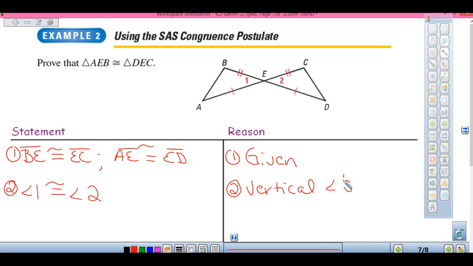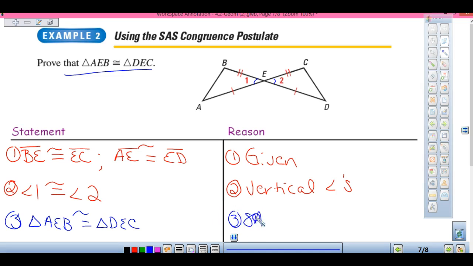So we can say that those are congruent because they're vertical angles. Now do I have enough information to say that my triangles are congruent? Yeah, so now I can put down my prove statement, what they wanted us to prove. Triangle AEB is congruent to triangle DEC based off of what? Side, angle, side. So in this case, we had side, angle, side, and we can just put SAS.